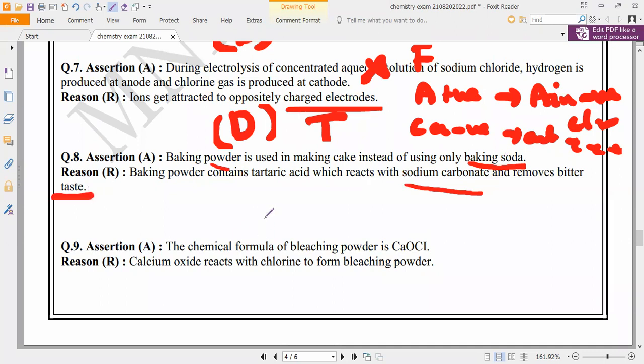Is it yes or no? Yes. The sodium carbonate will form when baking soda reacts, that is why it is bitter in taste. Have you remembered? Yes, sir. So this is also true and this is also true. Why are we using baking powder? Because it will react with the sodium carbonate and removes the bitter taste. That is the reason. So which option is correct, Arvind? Option A.